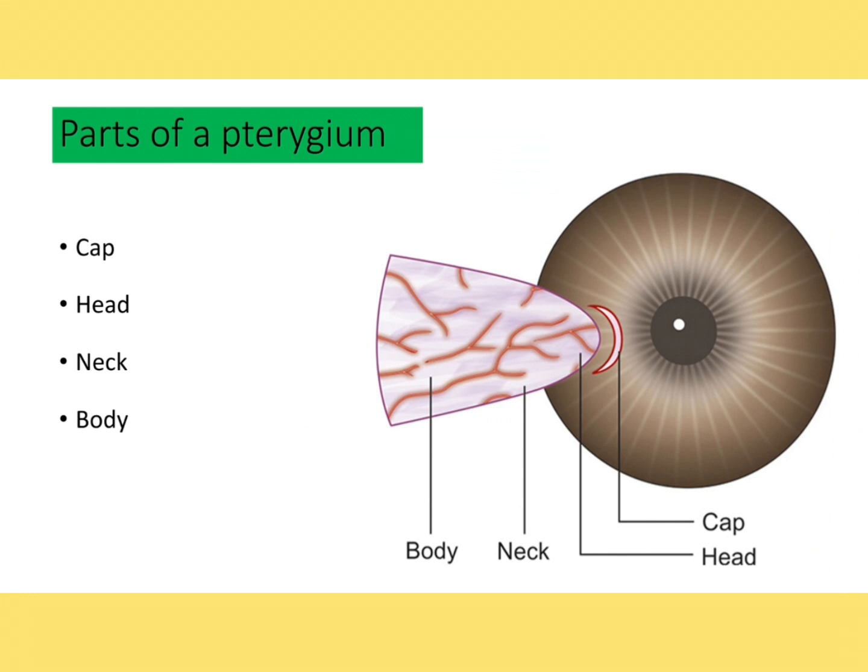Okay. So here are the parts of the pterygium: cap, head, neck, and body. Okay, this is the cap, and this is the head portion, and this is the neck, and this is the body part. So whenever the surgeon plans to remove the pterygium, it can be done in two ways. The surgeon can remove the whole pterygium, or the surgeon can pluck the pterygium head from this part, and transpose the head to this part only, so that the pterygium will not progress.